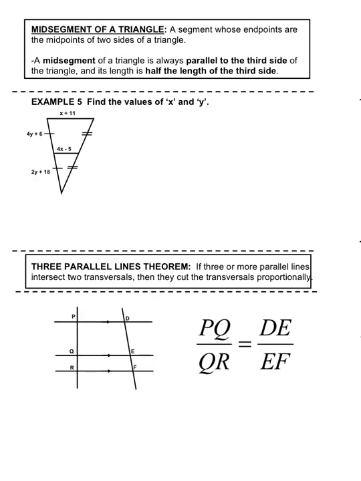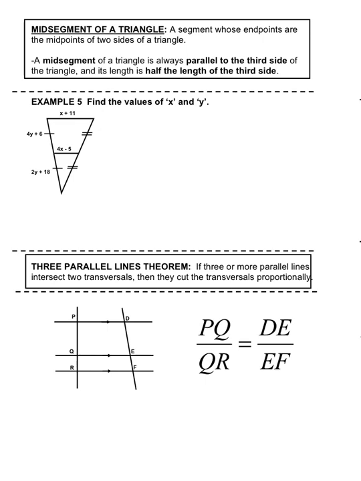All right, for this next portion, we're looking at the mid-segment of a triangle. So this is a segment whose endpoints are the midpoints of two sides of a triangle. We've kind of talked about that in the previous lesson. So a mid-segment of a triangle is always parallel to the third side of the triangle, and the length is half of the length of the third side. All right, so with that, let's try to solve example 5.